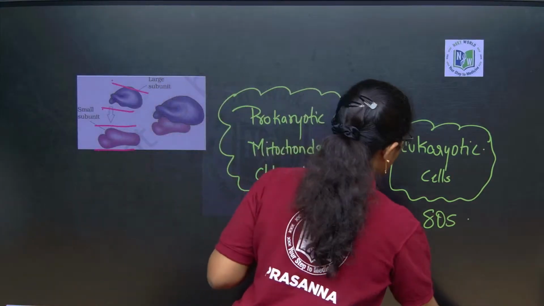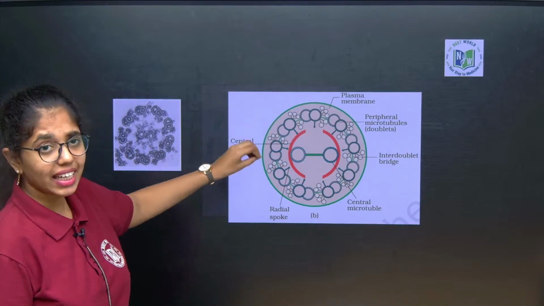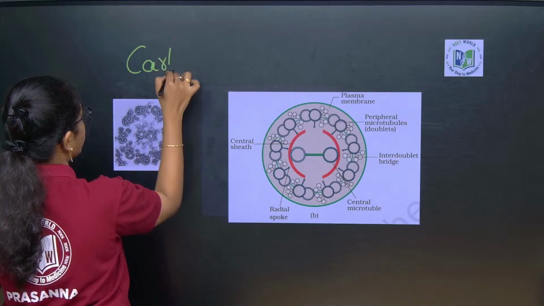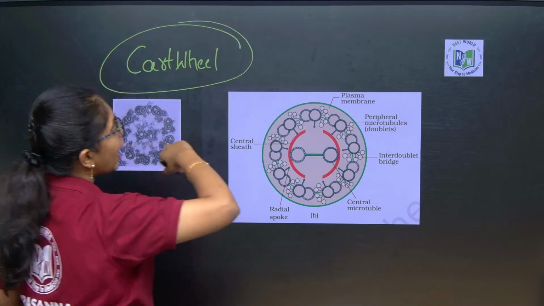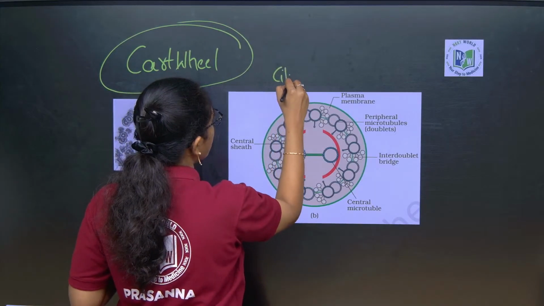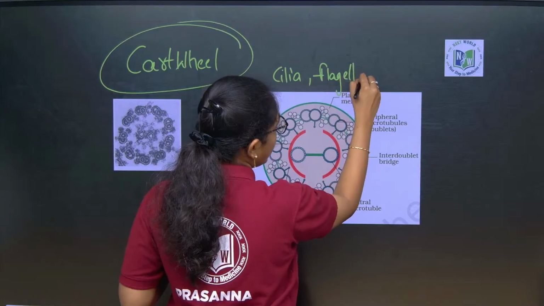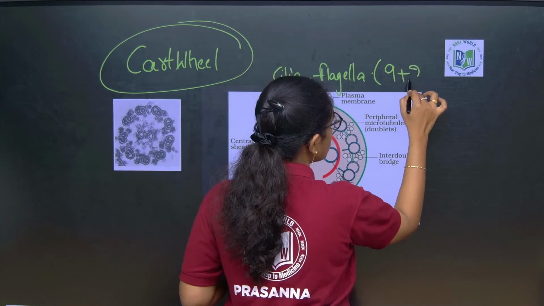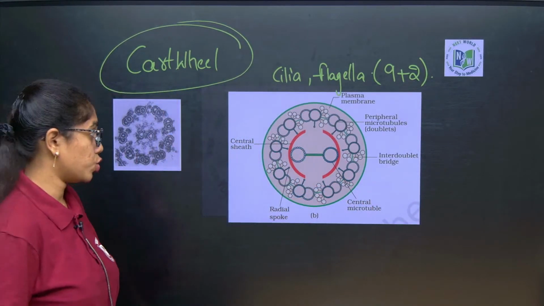And then if you see the centriole structure and the cilia and flagella structure, that is a cartwheel arrangement of cilia and flagella. Cilia and flagella, what arrangement is it? 9+2 arrangement. Cilia and flagella are of 9+2 arrangement.